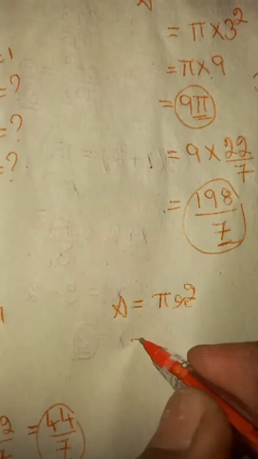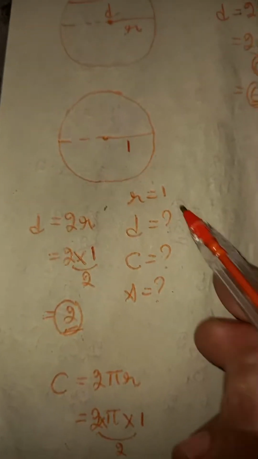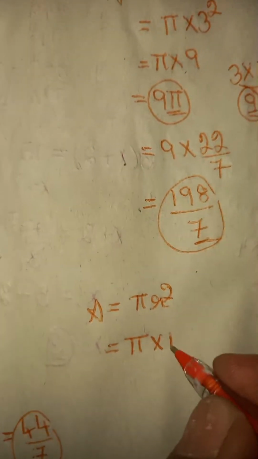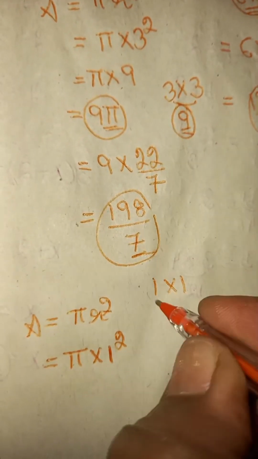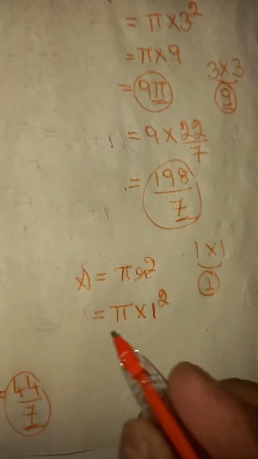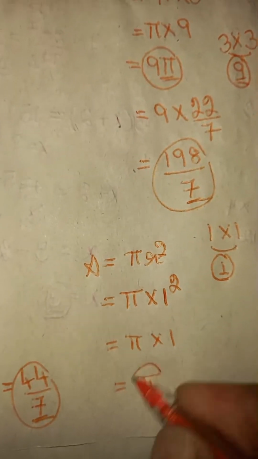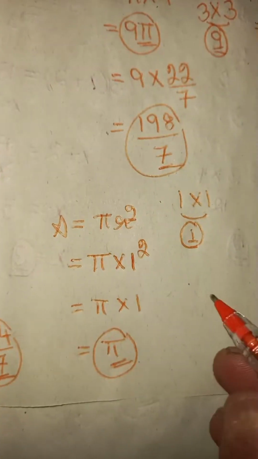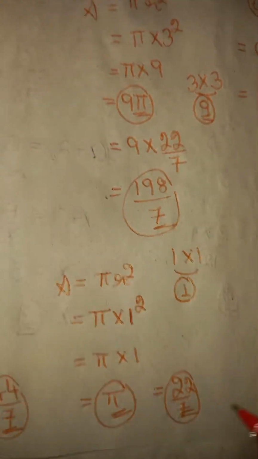Here you're going to get pi times of this radius. They have given us 1 unit, so it is 1 square. Pi times of 1 square, 1 square means 1 times of 1, which remains as 1. So it becomes pi times of 1, which is pi square units. Pi square units, or you can write it as 22 by 7 square units.